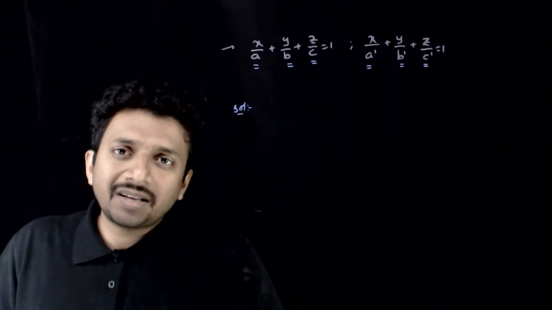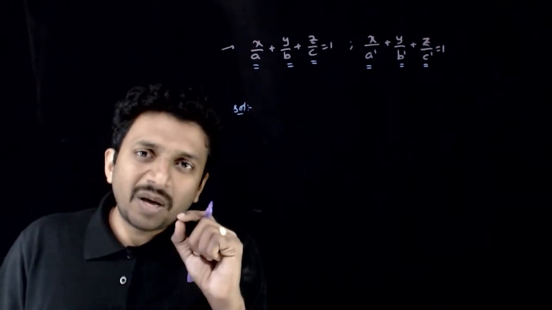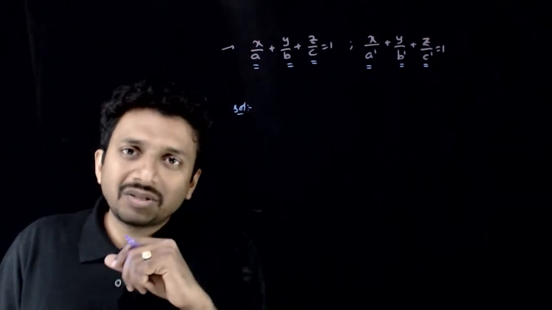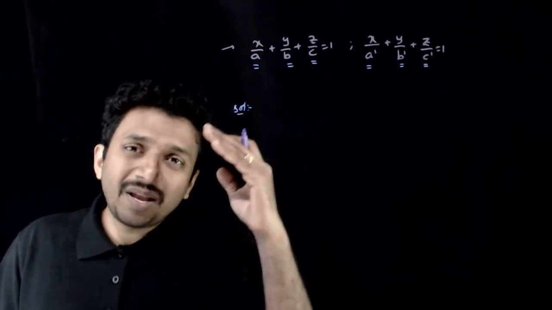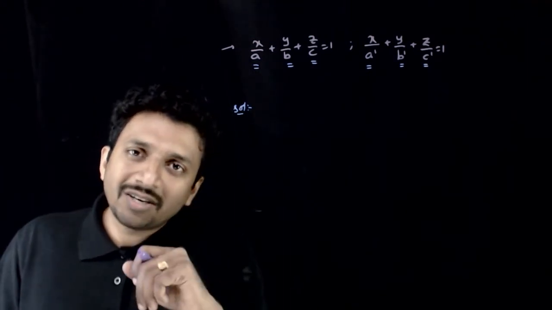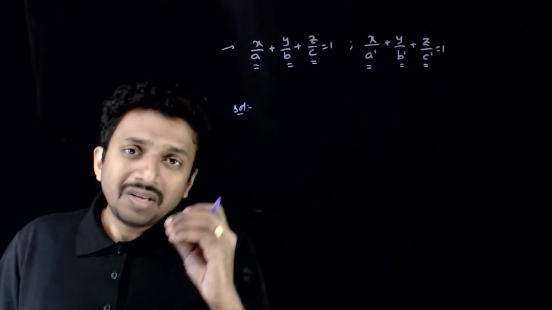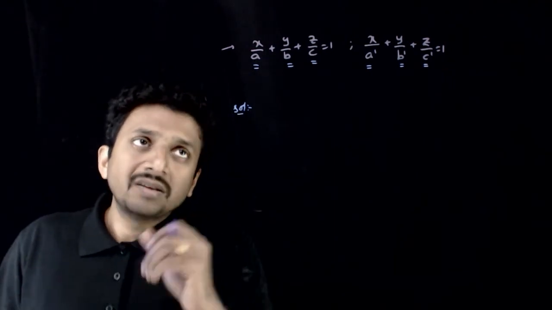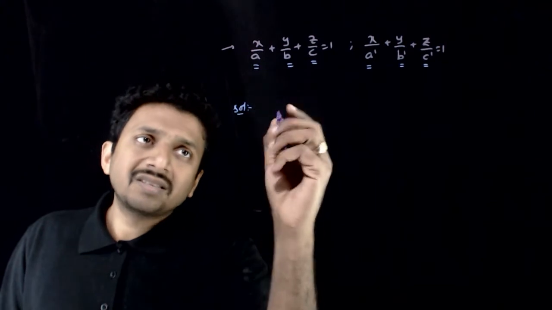One of the conditions that connects these two is that the perpendicular distance from the origin does not change. Because the origin is not changing and the plane is not changing, just the orientation of the coordinate system is changing. So the distance from the origin does not change. So what is the distance from the origin of this plane?